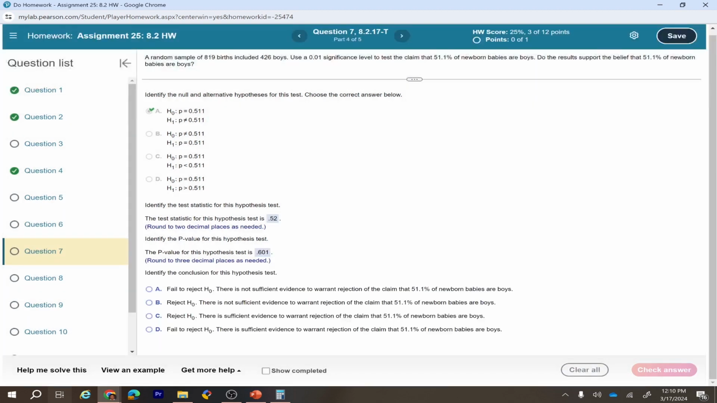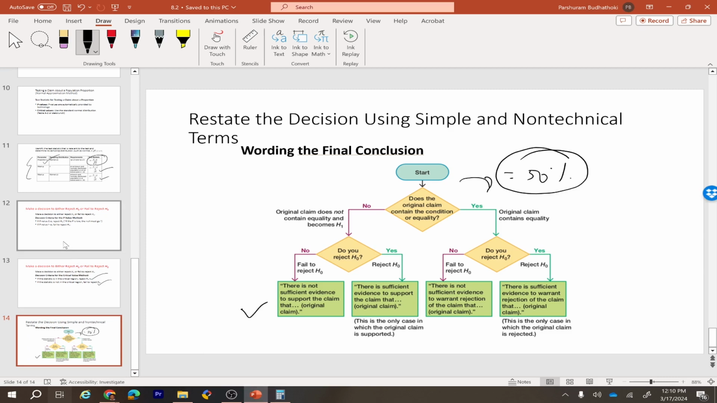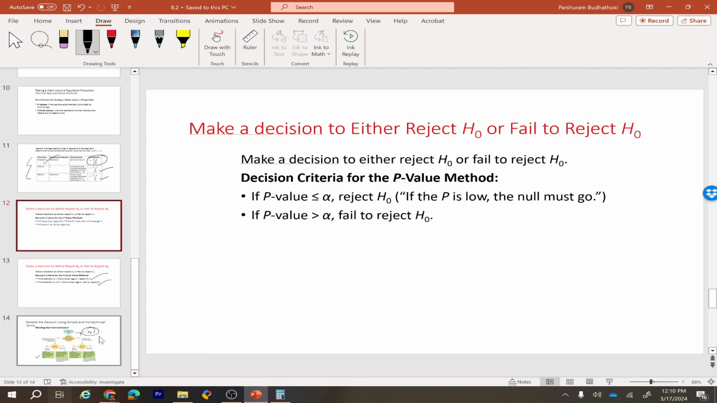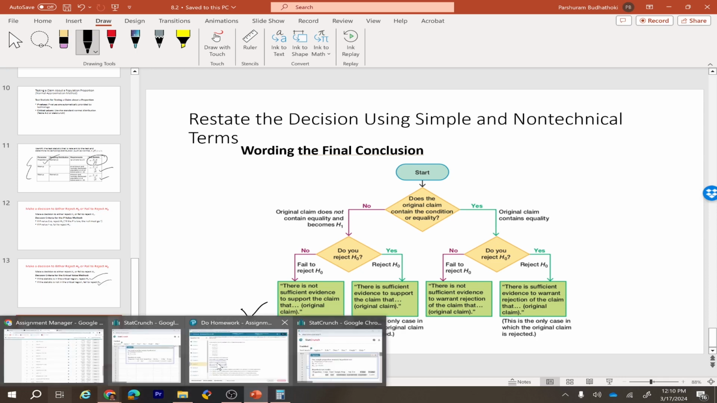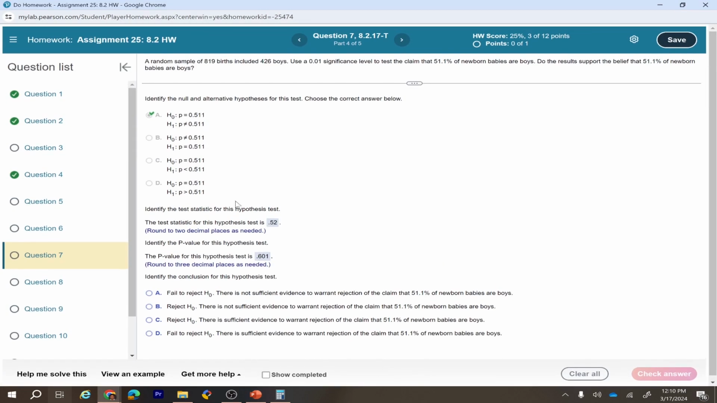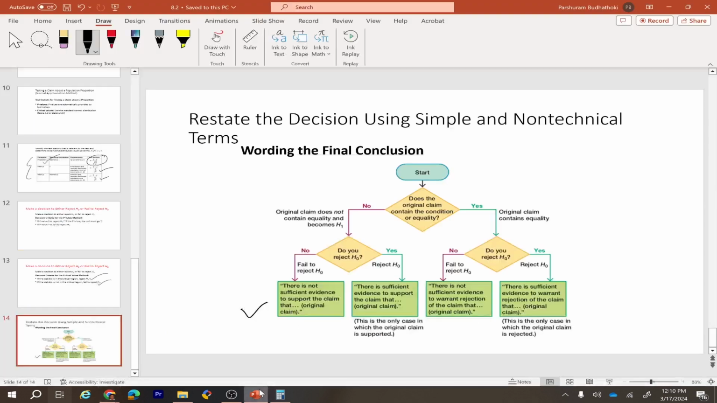And since the p-value is greater than alpha, what is the conclusion? The p-value is greater than alpha, fail to reject. And keep in mind, for the final conclusion, you have to use this flow chart, okay? So fail to reject, and we need to check the claim: 51.1% of the newborn babies are boys, so equality sign. So what is the original claim? Equal, yes. Fail to reject, yes. So this is our final conclusion.